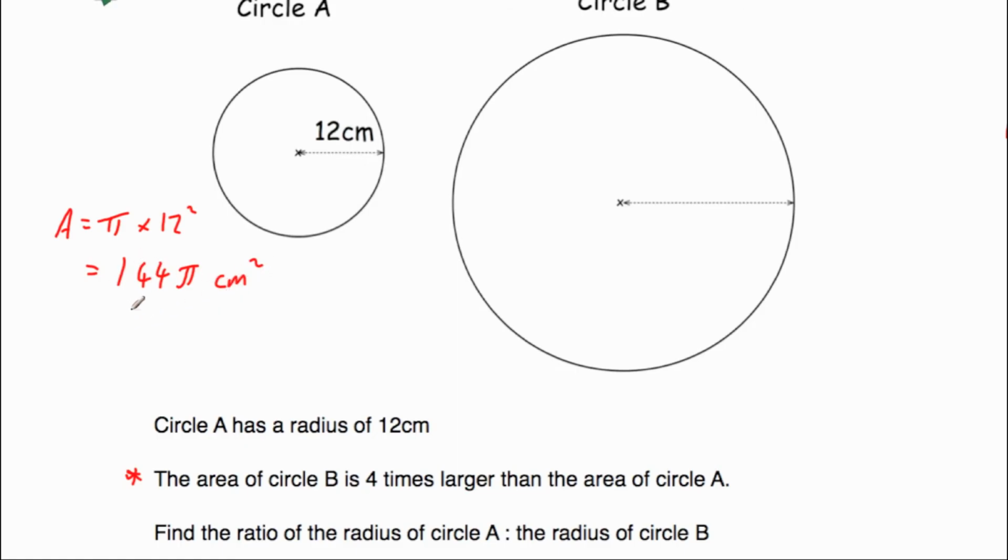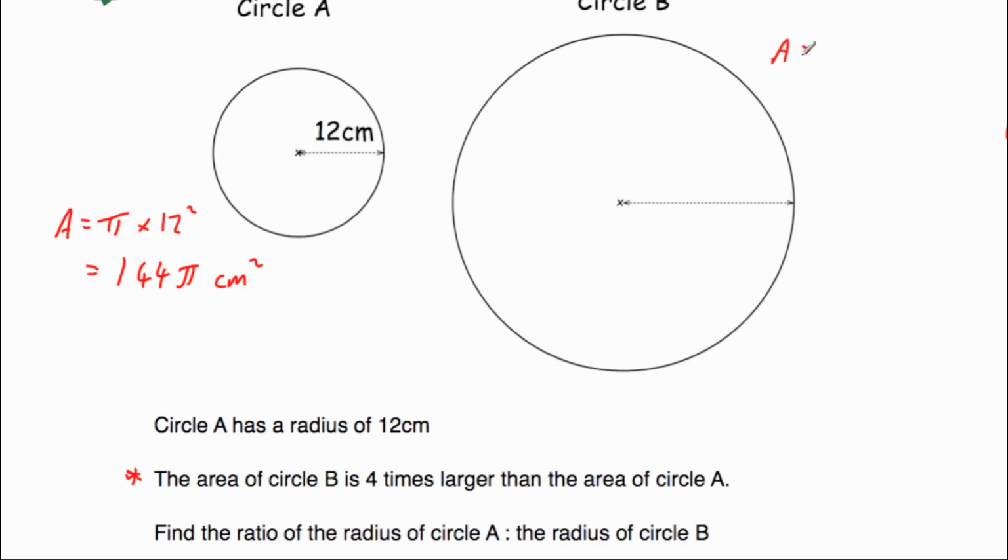I could write 452.38 and so on. But in this question, we're dealing with ratios, and I'm hoping that these might be quite nice numbers. So let's have a look and see what happens whenever we're dealing in terms of pi here. So we've got the area of circle A. And the area of circle B is 4 times larger, so the area of this circle is 4 times bigger than the area of that circle.